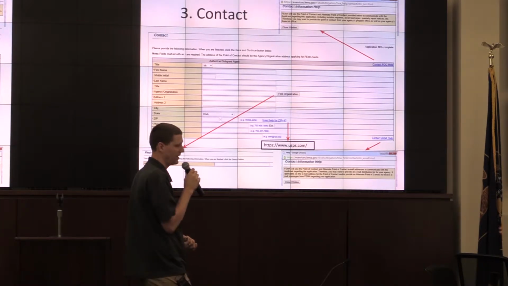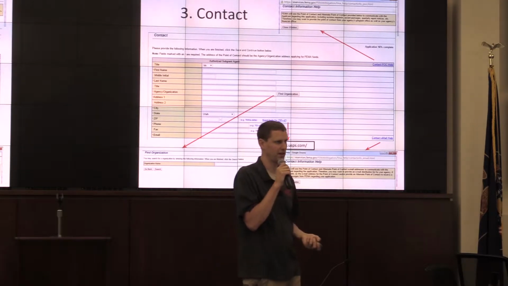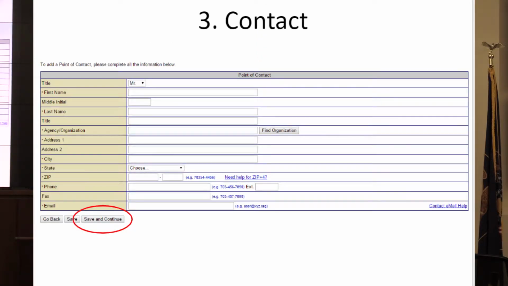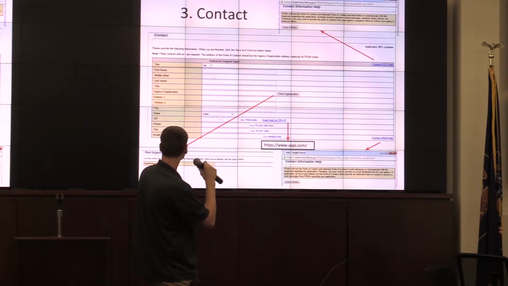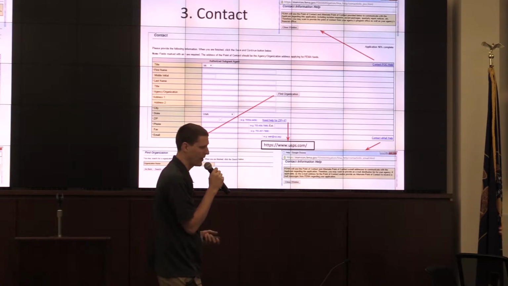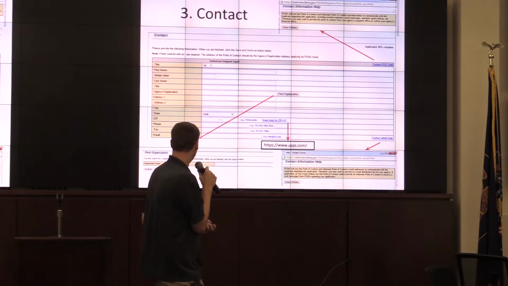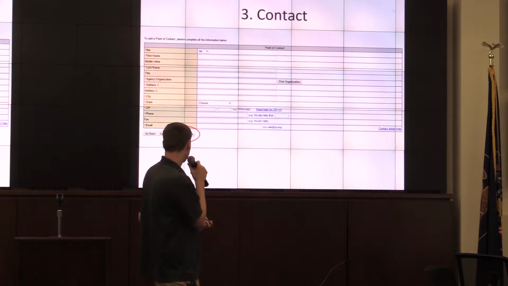So three, this is the contact information, the point of contact. I think there's space for two of them, like the authorized subgrant agent and the point of contact. Any questions on that? That's pretty easy. Just put in the contact information, push save and continue.